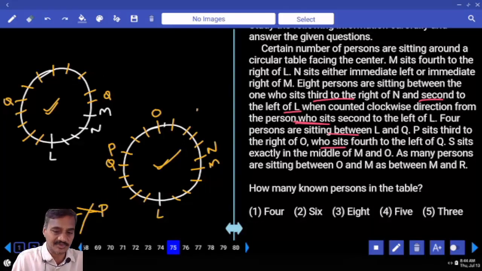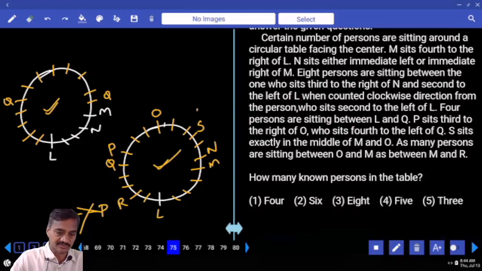S sits exactly between M and O. 1, 2, 3, 4, 5. S is exactly between M and O. As many persons between O and M, O and R. That means M must be exactly in between O and R. And how many persons are in between O and M? 5. 1, 2, 3, 4, 5. R must be here. Now this is the final arrangement we have.